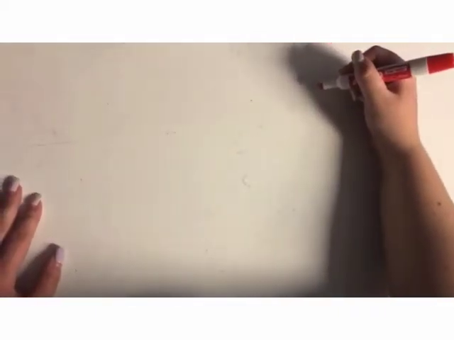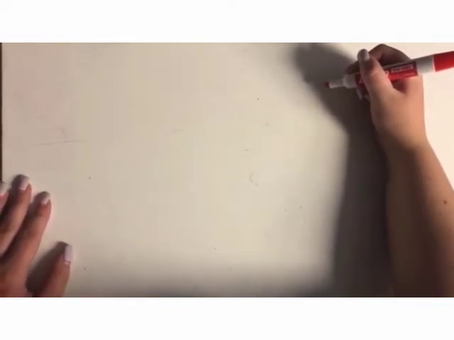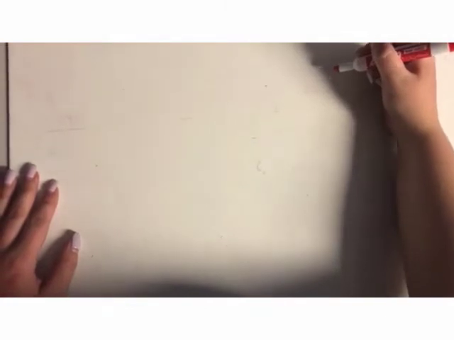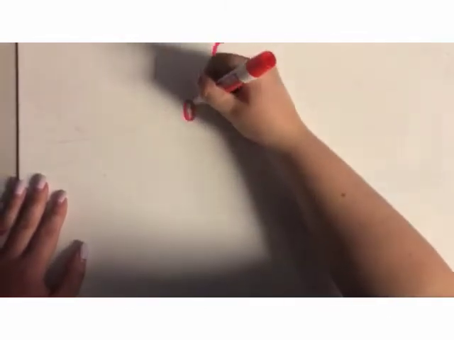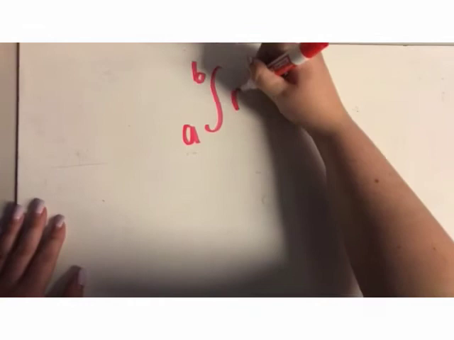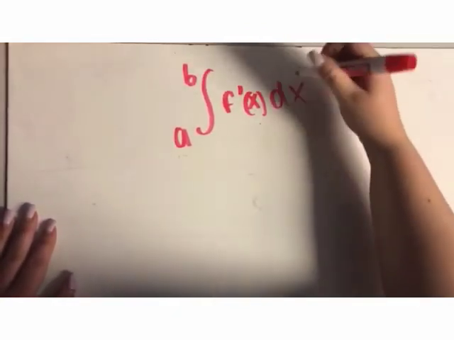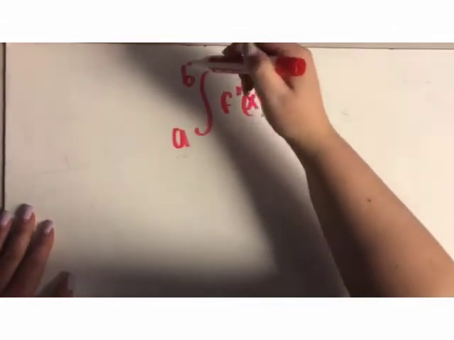Next, we have definite integrals. When we calculate a definite integral, we calculate the actual value of an area under a function in the domain from a to b. So if our function is f prime of x, we are taking the integral from a to b.